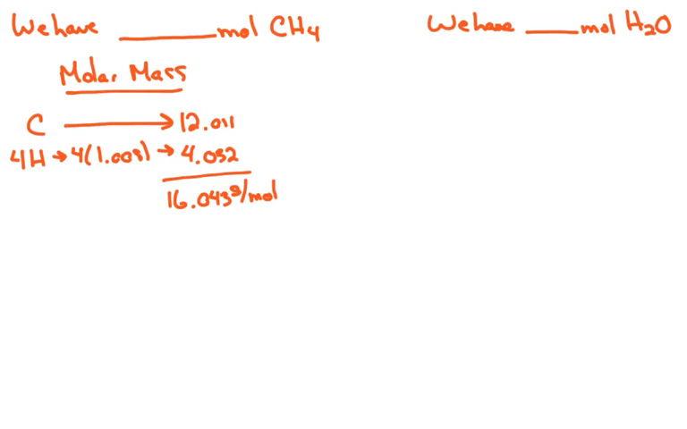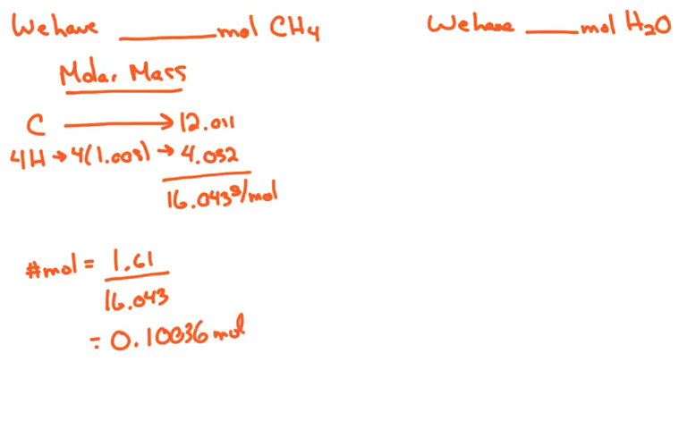And now that we know the molar mass, we can calculate the number of moles. Again, going to the mole conversion chart, it's mass divided by molar mass. We have 1.61 grams of CH4. Molar mass is 16.043. Gives us 0.10036 moles of CH4. And I'm just going to put this up top so we have everything in one spot.